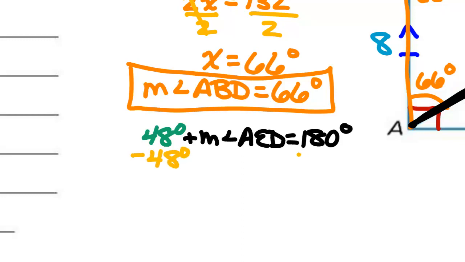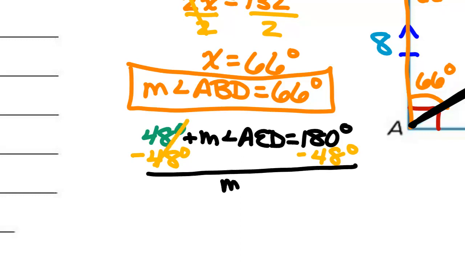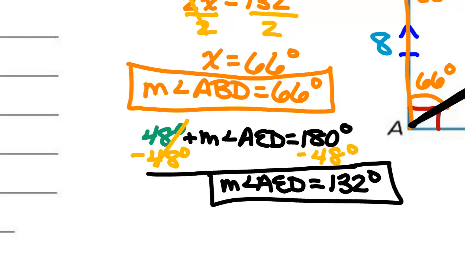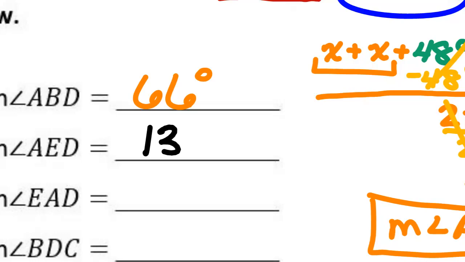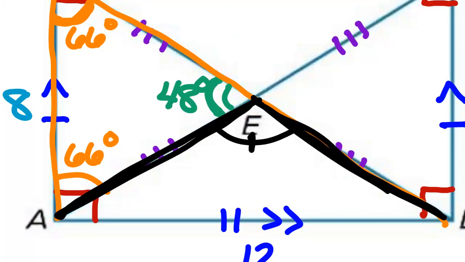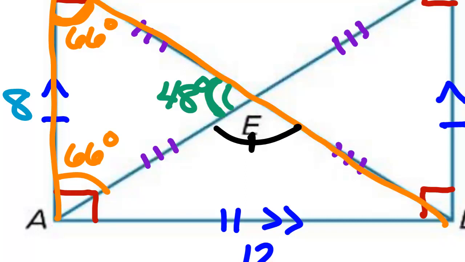So then I subtract 48 from both sides. The measurement of angle AED is 132 degrees. So I'm going to add that to my picture as well. 132 degrees right here.